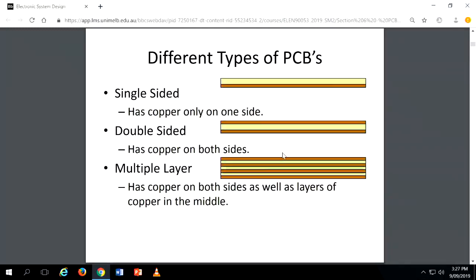So, different types of PCBs. You will mostly see two layers these days: one top surface, and on the bottom you see ground, something like that. But in the past, people have used single-sided, meaning all the connections are on one plane. Some people also make single-sided boards in some high-frequency designs, but mostly you will be seeing two-sided.